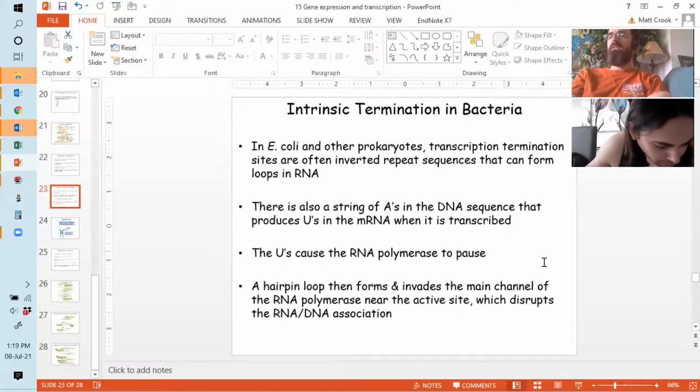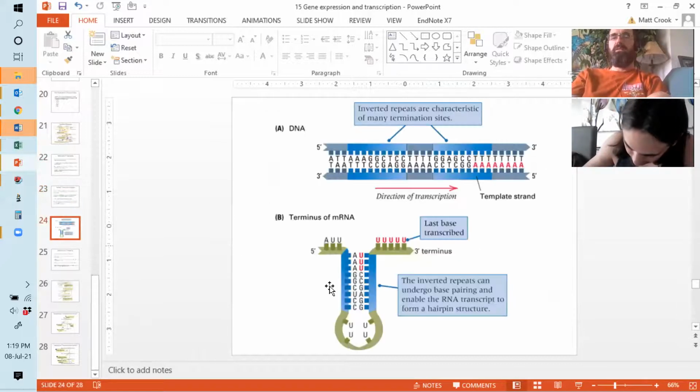So in intrinsic termination, we have that termination loop, right? And so it basically looks like so, right? It's where the RNA base pairs with itself and forms what's called a hairpin loop or a hairpin structure. It also relies on forming a series of uracils. And so again, this is information encoded in the gene itself.